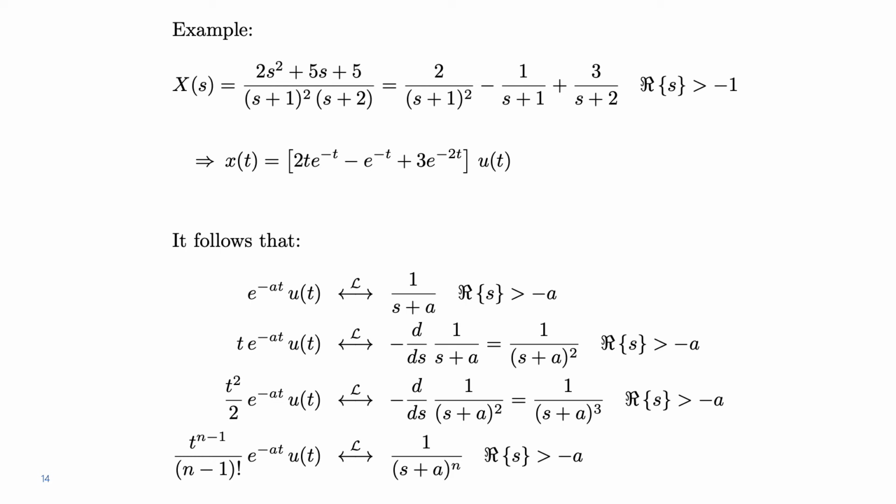So now we are in a position to anti-transform. Because the region of convergence is a right half plane, each of the three anti-transforms will have to be a right-sided signal. And we also know how to anti-transform the term of the second order, because we have just seen it. It's actually at the bottom of this slide. So in the end, we have that x(t) will be given by 2 t e to minus t u of t minus e to minus t u of t plus 3 e to minus 2t u of t.